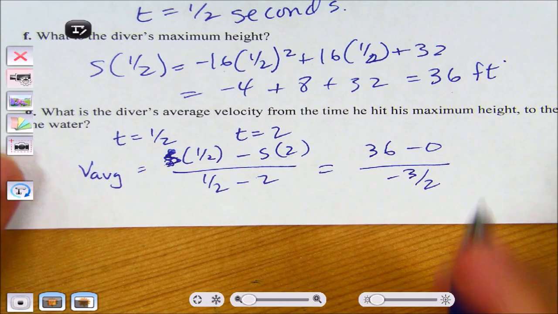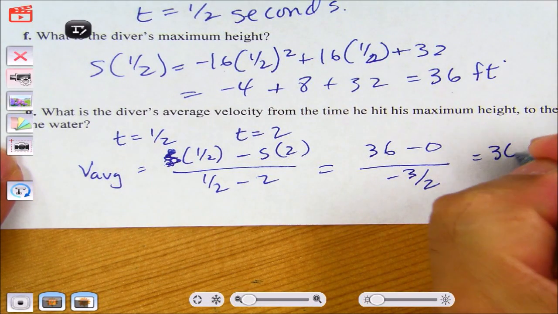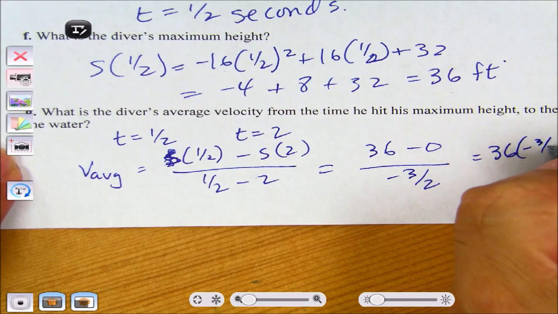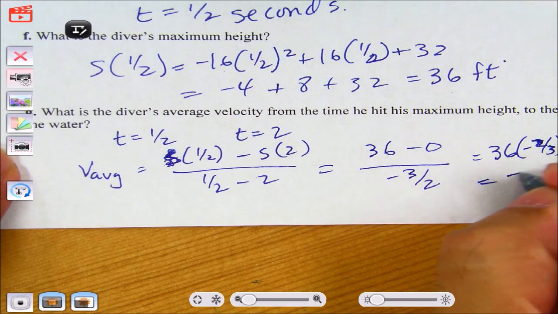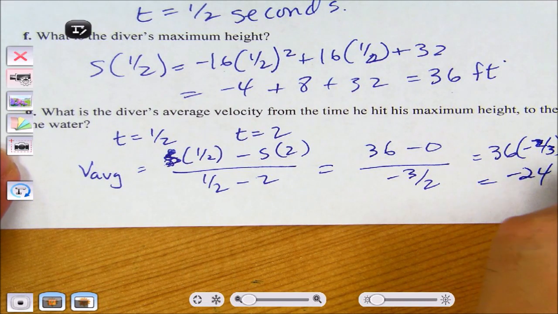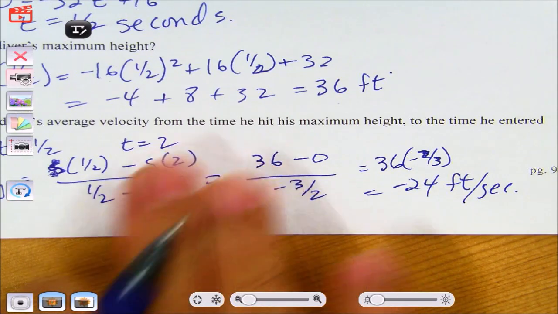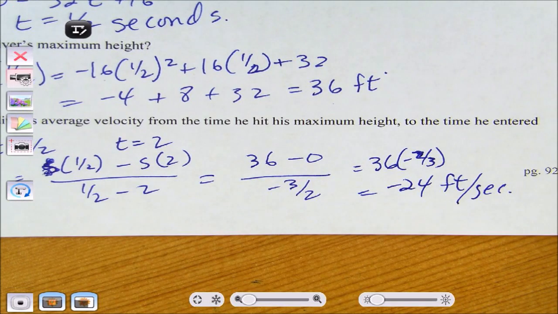Alright, so 36 times negative 2/3 is negative 24. So his average velocity is negative 24 feet per second. It should be negative because he's falling. But if you said he's falling, then you'd have to take the negative off.